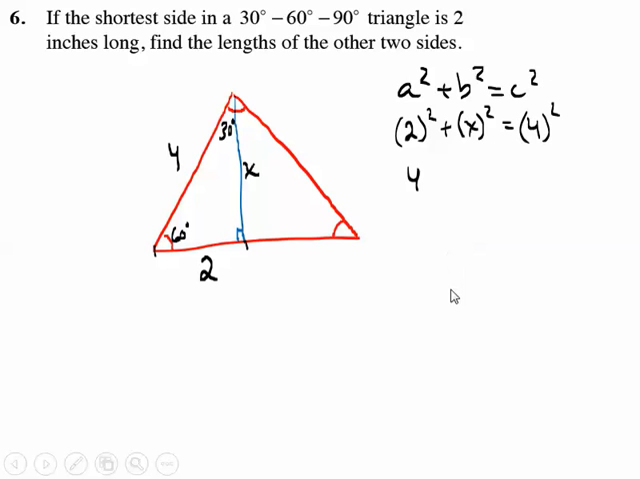All right, so squaring the 2 becomes a 4. X squared over here and a 16. And we have to do the squared method. There's no other way to do it here. So let's subtract the 4 out over here, so that becomes 12.